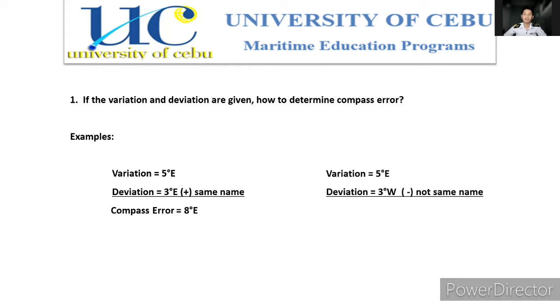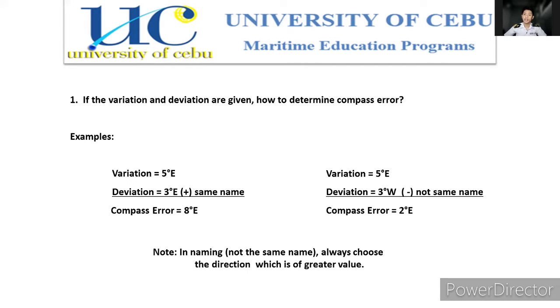Moving on to our second example, which is a variation of 5 degrees east and a deviation of 3 degrees west. Since they don't have the same names, we will subtract them. 5 minus 3 is equal to 2, and that gives us the compass error of 2 degrees east. It's important to take note that in naming not the same names, always choose the direction which is of greater value. With our example number 2, since the direction of greater value is east, we name our compass error east.